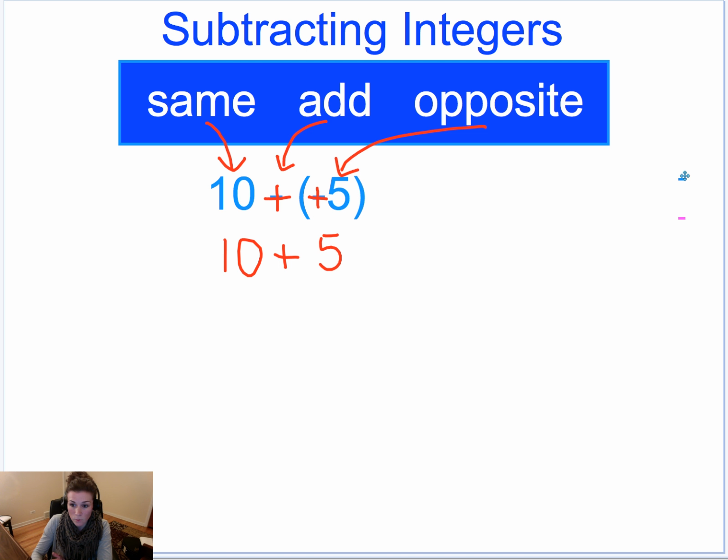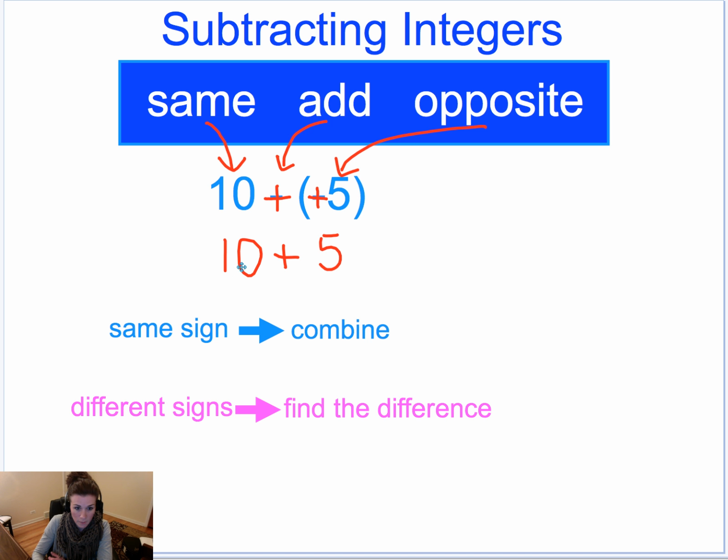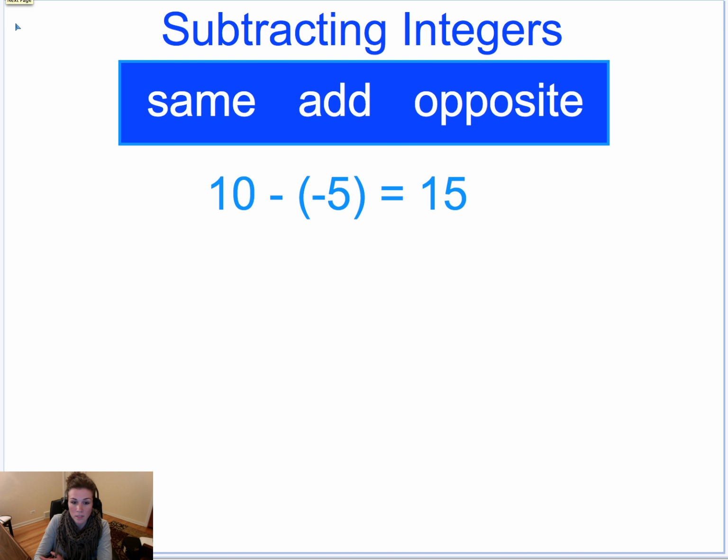Now I can follow the rules from before because it's addition. Do we have the same sign or do we have different signs? 10 is positive, 5 is positive, so I need to combine. So 10 plus 5 would be 15, and because they were both positive when I changed it, it's a positive 15.